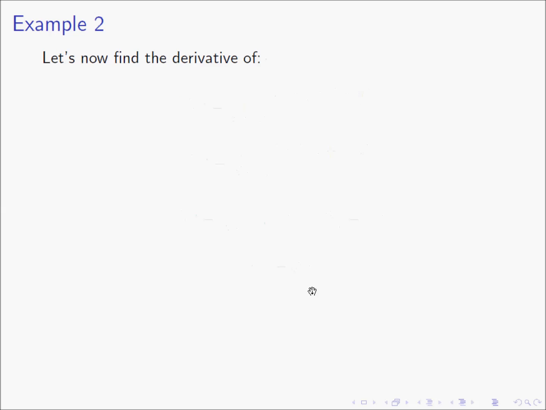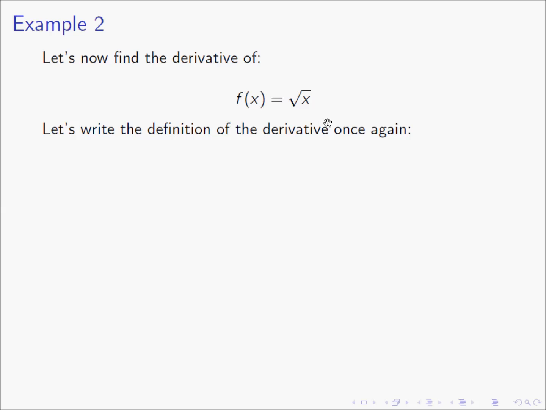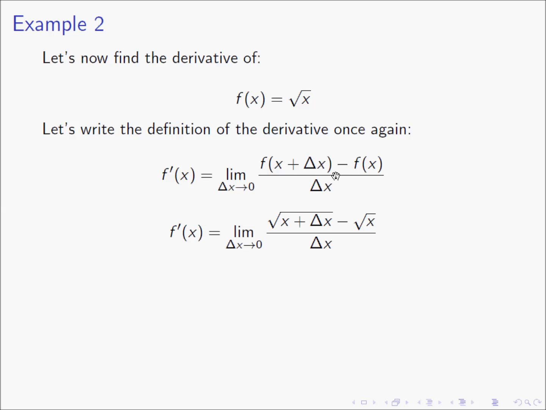Let's solve another example. Let's consider the function f of x equals the square root of x. So we write the definition of the derivative once again. And here f of x plus delta x will be the square root of x plus delta x, and f of x will be the square root of x.